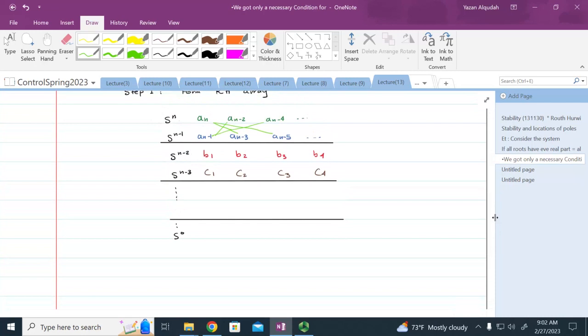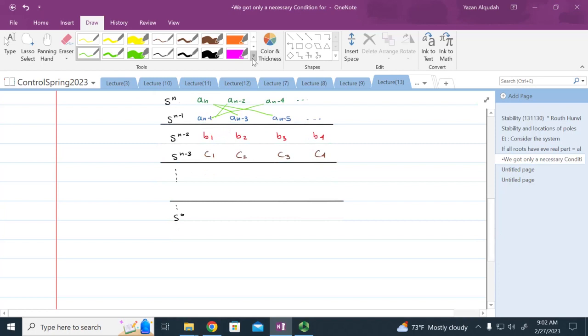So the first two rows of the Routh-Hurwitz table are going to come directly from the polynomial. All the rest of the rows are going to come from calculating these coefficients. And these coefficients are given by the following. B1 is going to equal negative 1 divided by a_{n-1}, the determinant of a_n, a_{n-2}, and a_{n-1}, a_{n-3}.